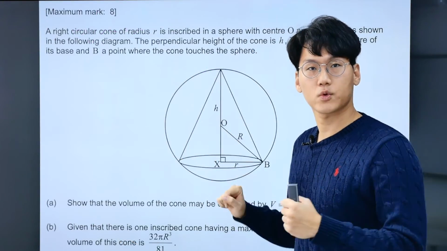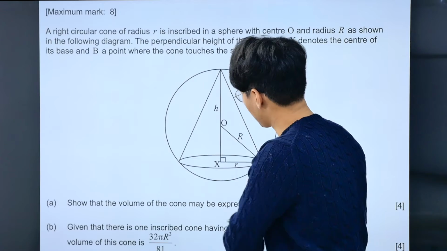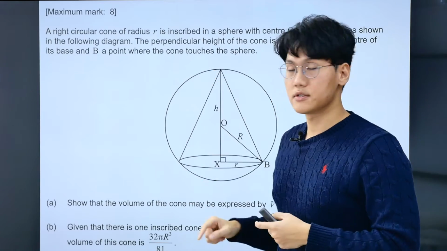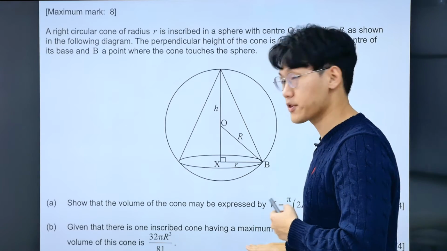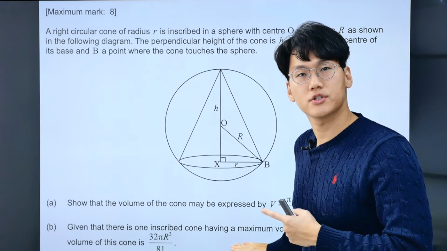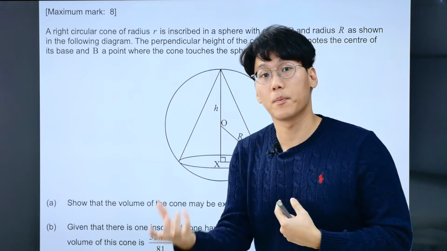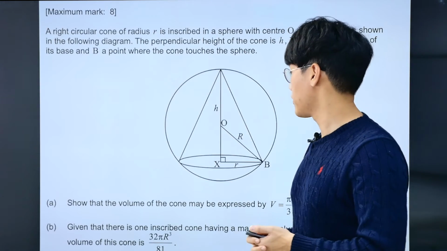Now let's have a look at the next question. This is a sphere with a cone inscribed. The cone is inscribed in a sphere, talking about the maximum value. As soon as you see the keyword maximum, this is something about optimization, differentiation, right?